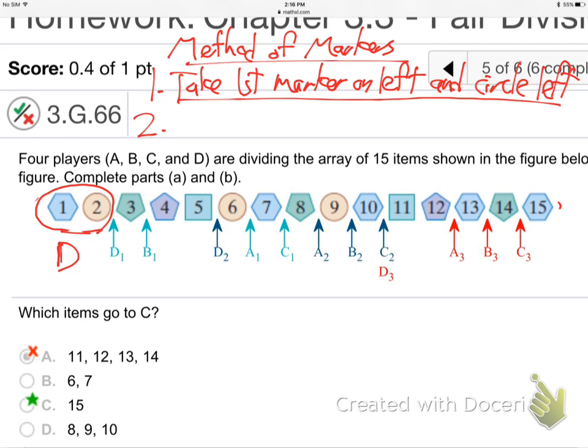So that's it. D's done. D's out of the game. D got candies 1 and 2, which is fine by D. D said 1 and 2 was a fair share, or D wouldn't have put a marker here. D put a marker right here saying, I think if you give me 1, 2, that's a fair share. So we just give D 1, 2. D's happy.